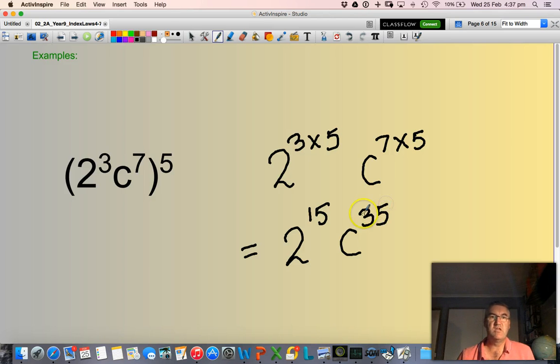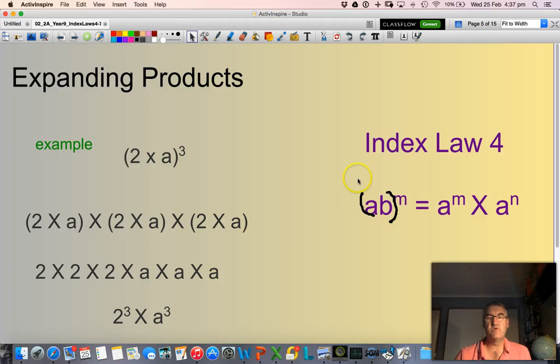So, there's the 2 examples that I wanted to go through. Okay, we'll just go back to the previous slide, and if you can see, just recapping index law number 4, if I have (AB), all of A and B, raised to the power of M, that can be simplified to be A raised to the power of M multiplied by B raised to the power of M.